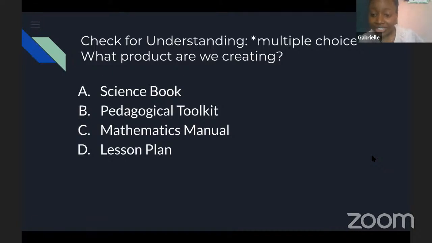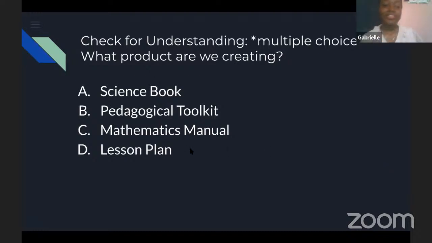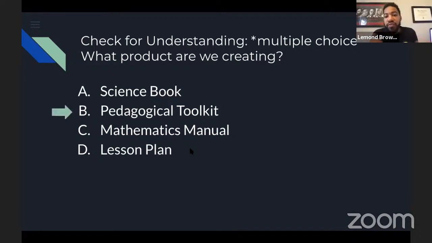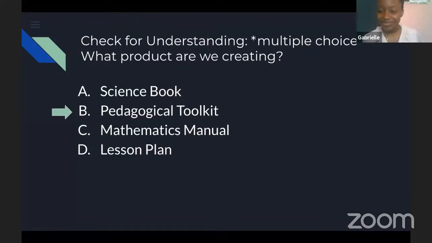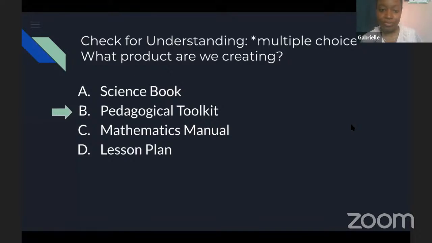All right, so I'm seeing B's. I'm seeing a lot of B's in our chat, Lemon. I see that. I like it. Excellent. All right. So you are correct. If you said B, you get 1,000 points and 2 thumbs up. There we go. Yes, the product is a pedagogical toolkit. All right. So we'll advance the slide.